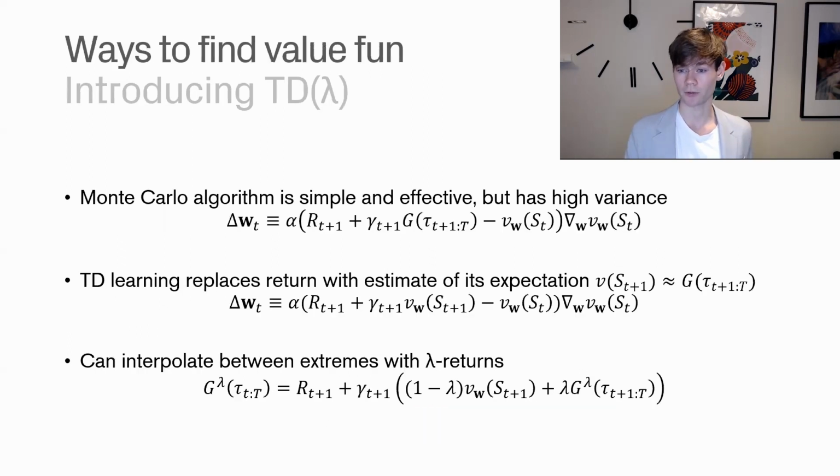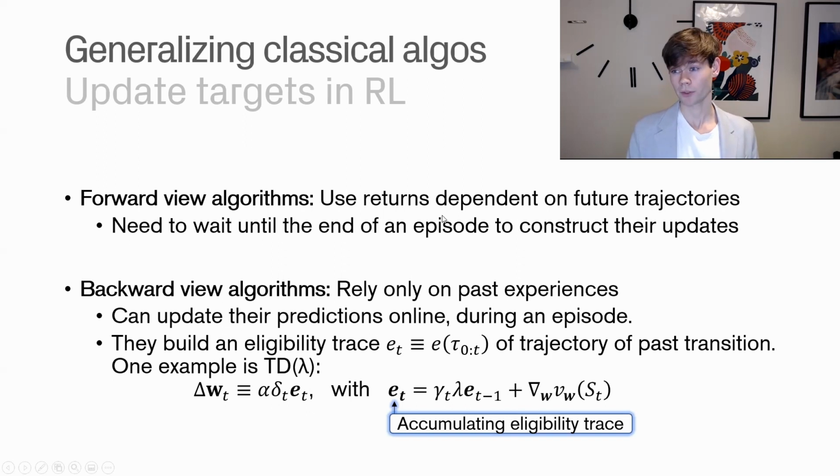So that's what we see in the Monte Carlo case. This is based on future trajectories. And what we have to do in that case is wait until the end of an episode to construct the updates, because we don't have those values yet. On the other hand, backward view algorithms rely on past experience. The consequence is that you can update their predictions online during an episode.